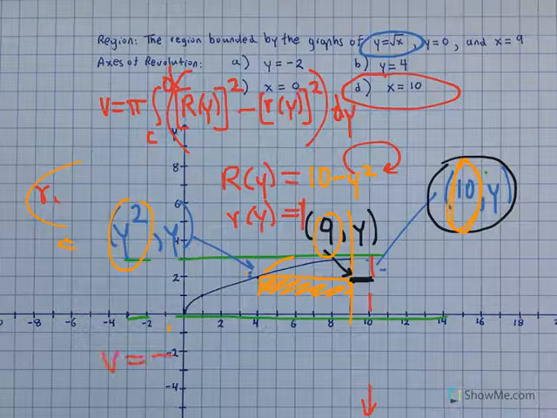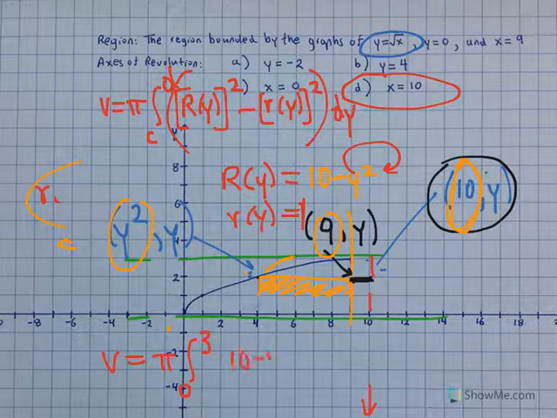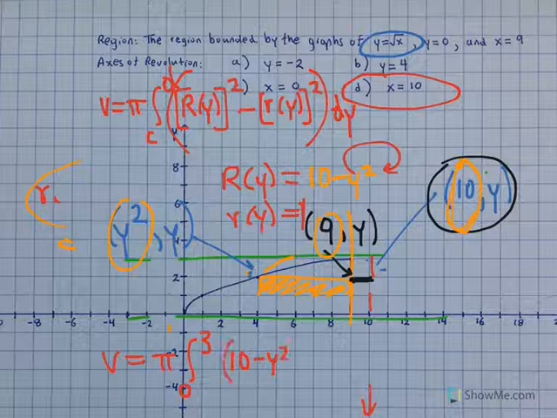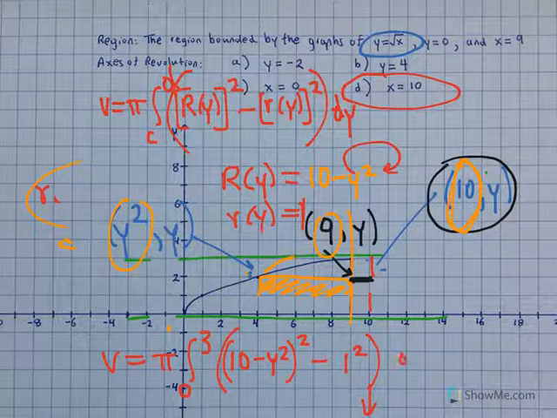So here's our definite integral. Volume is equal to pi times the definite integral from y is equal to 0 to y is equal to 3 of uppercase R of y squared. That's going to be 10 minus y squared, squared, minus lowercase r of y, which is 1 squared, and all of that in parentheses, with integration with respect to y.